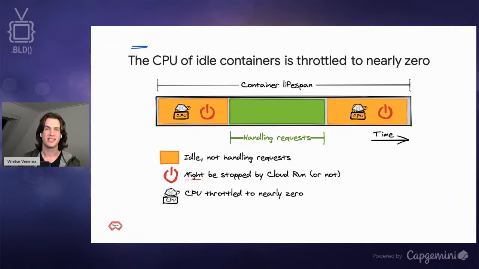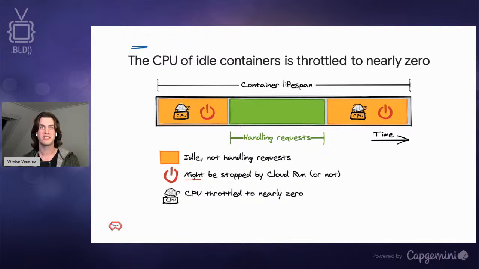And that's because as soon as a container is handling 0 requests, the CPU is throttled to nearly 0. So this means that your application will run at a really slow pace, right? So say hi to that throttled turtle that Natalie mentioned in the introduction. So if your container is not handling requests, it will be throttled, and you're not paying for it, right?